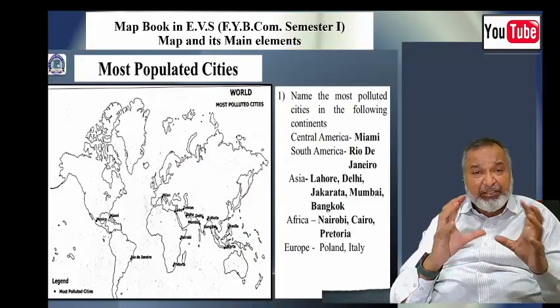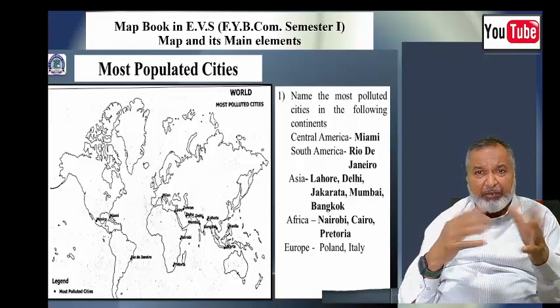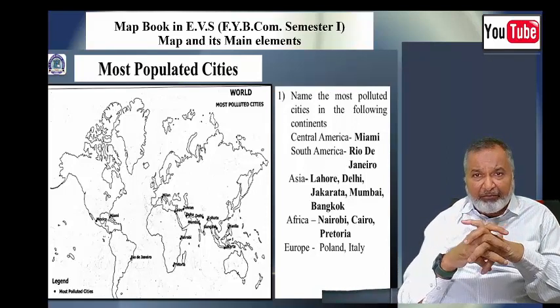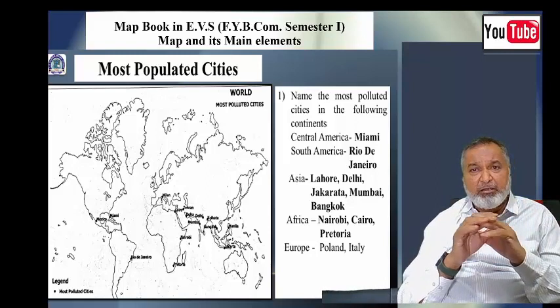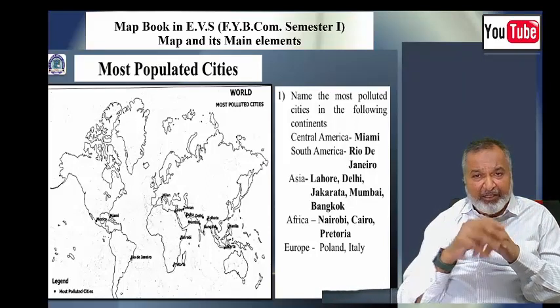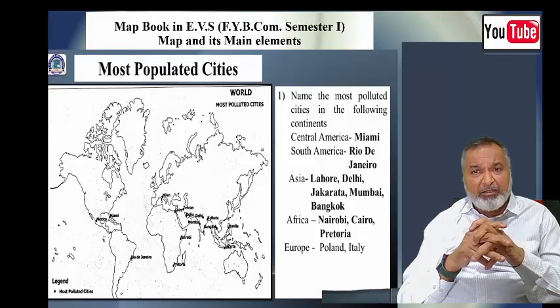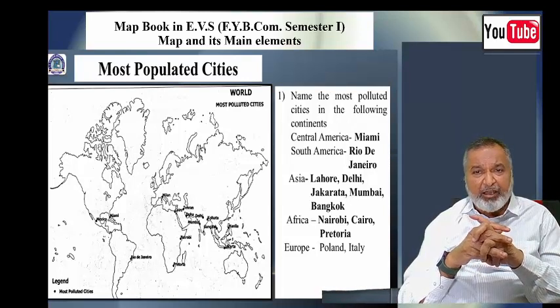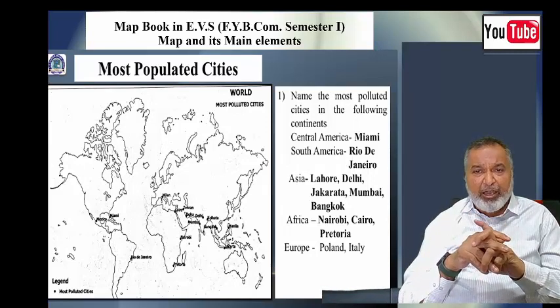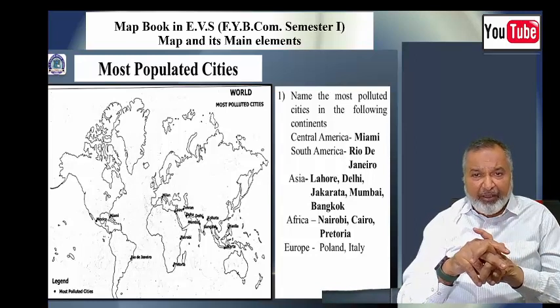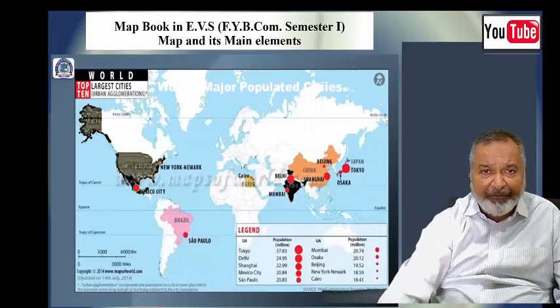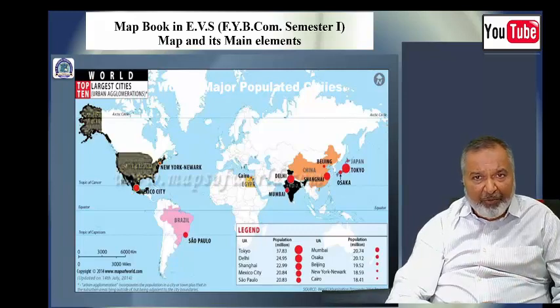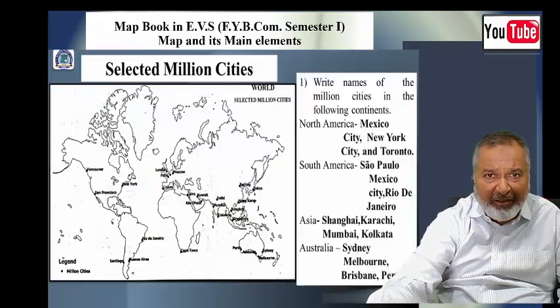Most populated cities. Now, for the map, we are giving an example; such things will be put on the map, so you have to plot. Name the most populated cities in the following countries. In Central America, we have Miami. In South America, Rio de Janeiro is there. Then in Asia, Lahore, Delhi, Jakarta, Mumbai, Bangkok. These are the places. In Africa, Nairobi, Cairo, and Pretoria, and in Europe, Poland and Italy. This is what we have, the populations and the area given in this map.